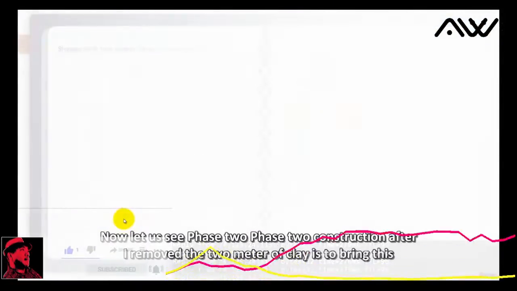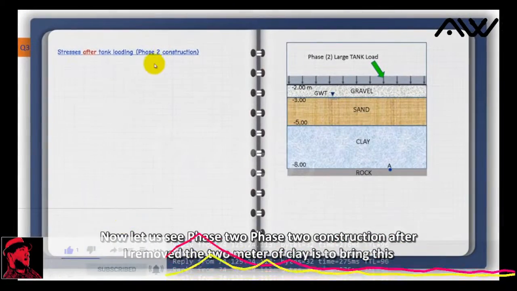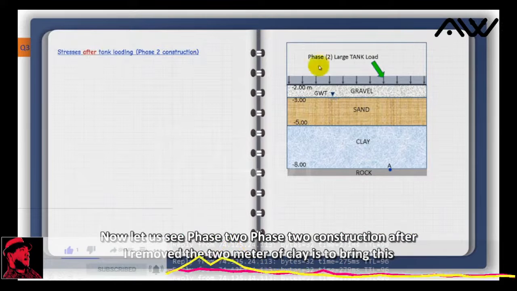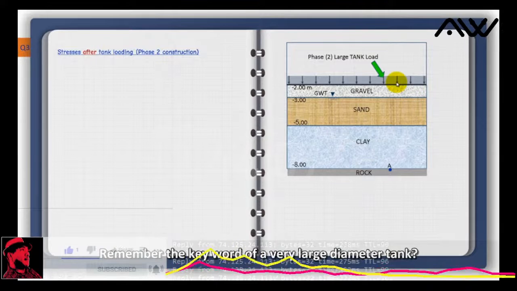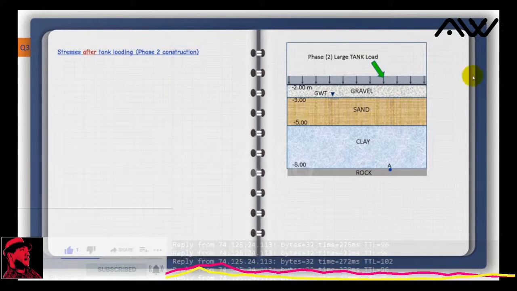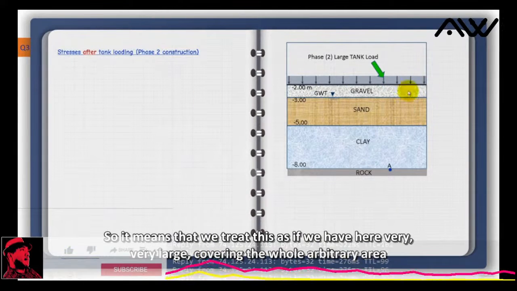Now let us see phase 2. Phase 2 construction, after I removed the 2 meters of clay, is to bring this load here from the tank load. Remember the key word: a very large diameter tank. So it means that we treat this as if we have here a very, very large load covering the whole arbitrary area that I'm drawing here.